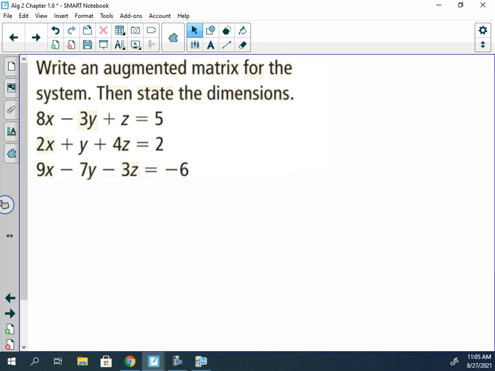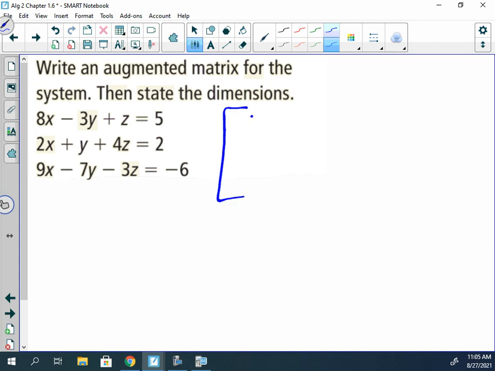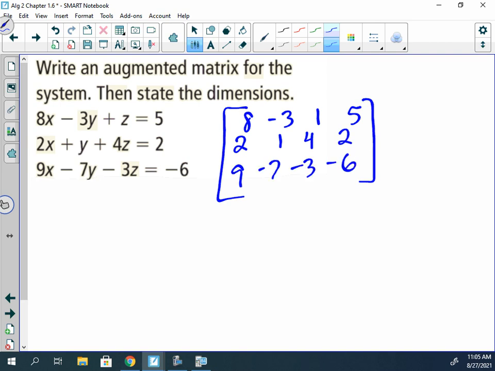Let's look at one last one. Are these in standard form? That's nice. So this would be 5. And then 2, 1, 2, and it is a 3 by 4.